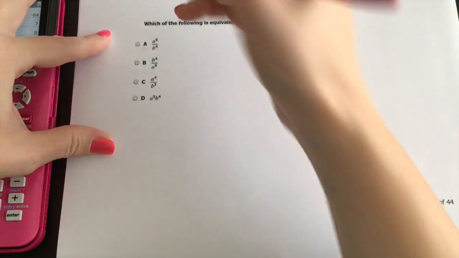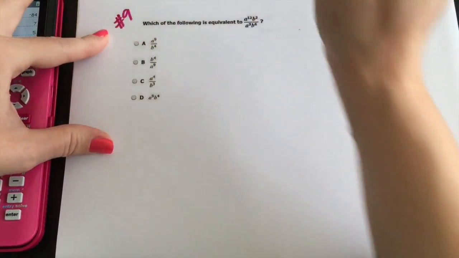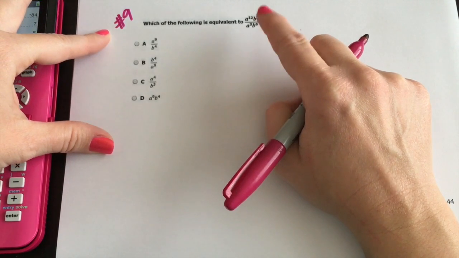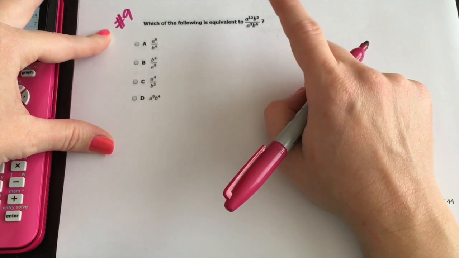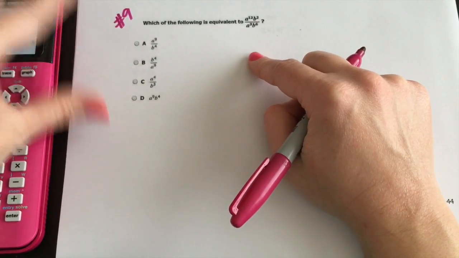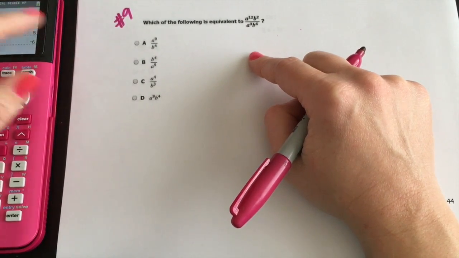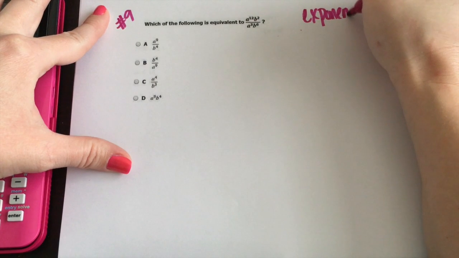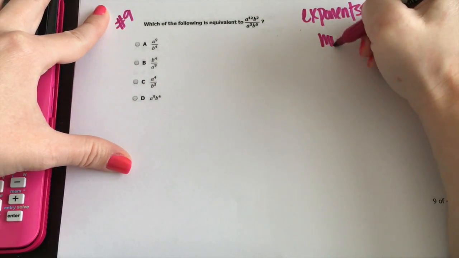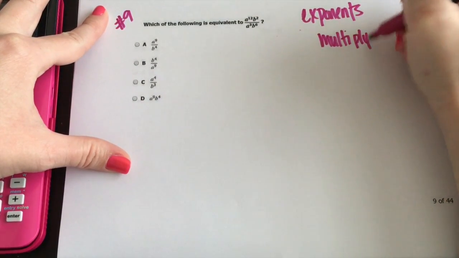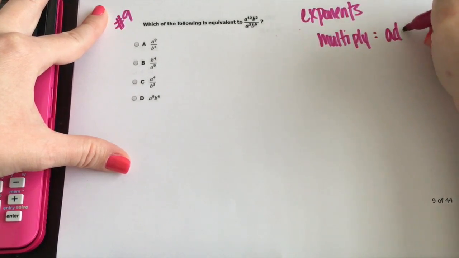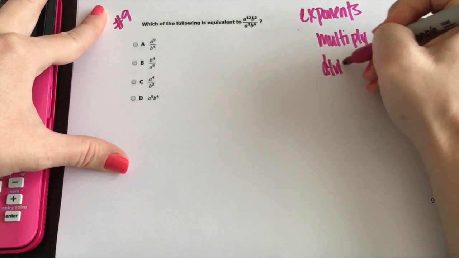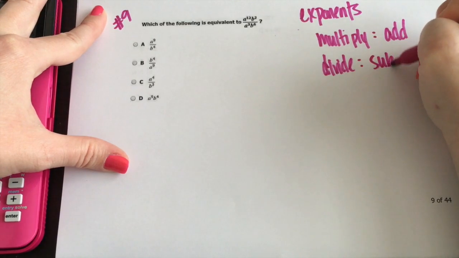All right, number 9. All right, this does not look friendly. But believe it or not, it's not as bad as it looks. It's testing you on 2 rules, okay? Exponents. When you multiply them, you add exponents. When you divide them, you subtract them.